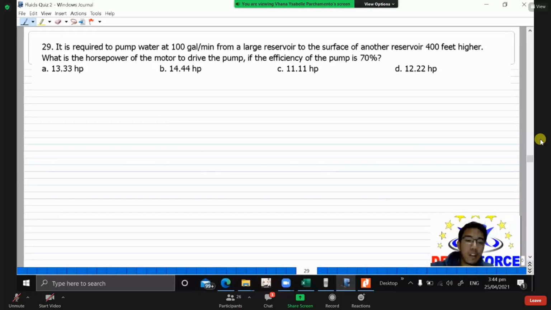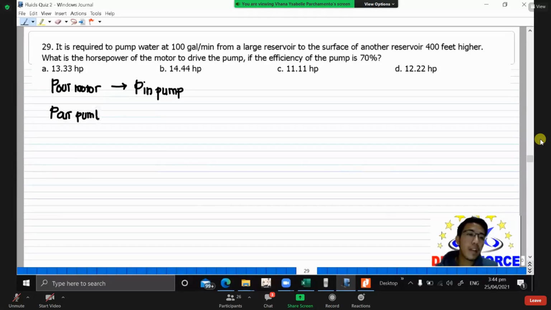Okay. So ang hinahanap po natin dito is yung output ng motor. Okay, so yung output ng motor, yun daw yung pang-drive natin sa pump. So dapat yung output ng motor is equal to the input of the pump. Okay, so meron tayong formula dito, yung ating P ng pump, yung output ng pump. Gamitin natin yung formula kanina, yung QWH.